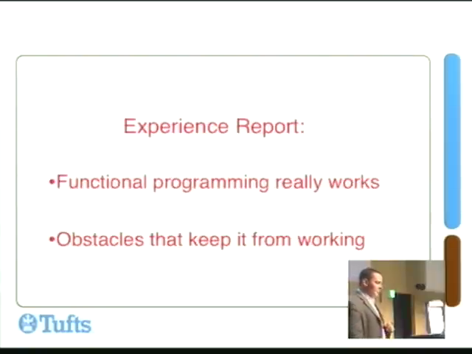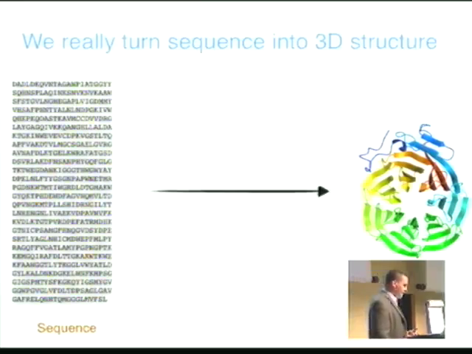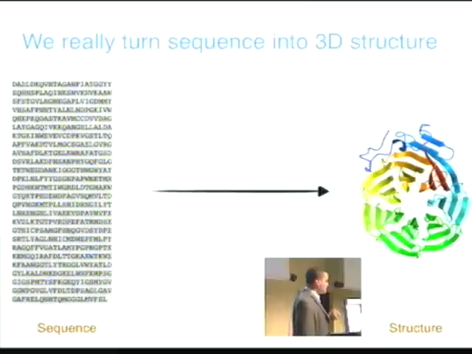So, an experience report is supposed to provide evidence that functional programming really works, and also discuss obstacles that keep it from working. So I'd like to happily tell you in Act 1 that it really works. But what does it mean to really work for us? Well, for us as computational biologists, it means that we can really turn sequence into three-dimensional structure. Specifically, in our case, we can turn amino acid sequences into three-dimensional protein structure.